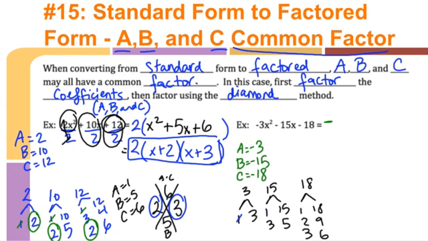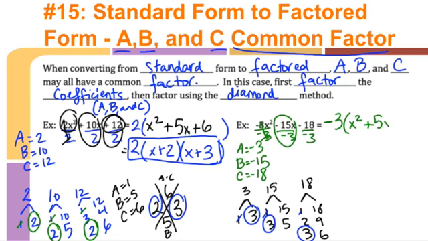So again, not going to use 1. Let's see if 3 is in all of these. And 3 is in all of these, so what I'm going to go ahead and do is divide out a negative 3 out of all of these. So negative 3 divided by negative 3, that creates 1x squared. Negative 15x divided by negative 3, that makes a positive 5x. And negative 18 divided by negative 3 makes a positive 6.